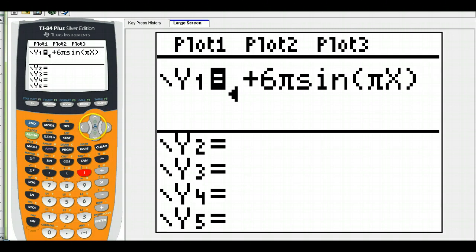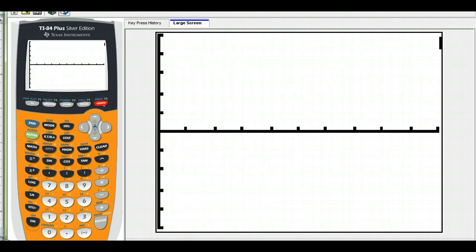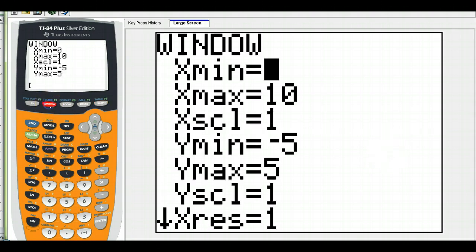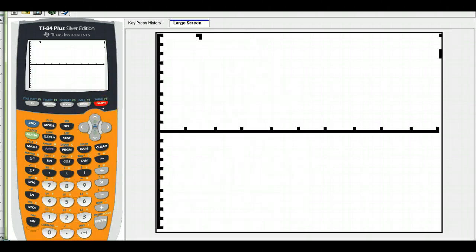Okay, they want x positive. Let me look at my window. Yeah, that's fine. The question is whether the velocity is negative. So let's look at the graph. Uh-oh. I don't have any graph here. I'm changing my y min and y max. Okay, I see.